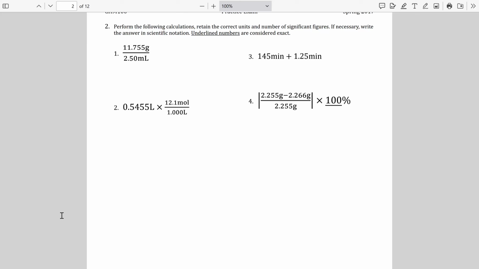Once we're only down to 2 sig figs though, remember none of those zeros count as sig figs. Zeros to the left of the first non-zero number don't count as sig figs. Right? So after we multiply by 100, it's going to be 0.49%. Our units canceled out, right? We had grams on top and grams on bottom, so they go away.